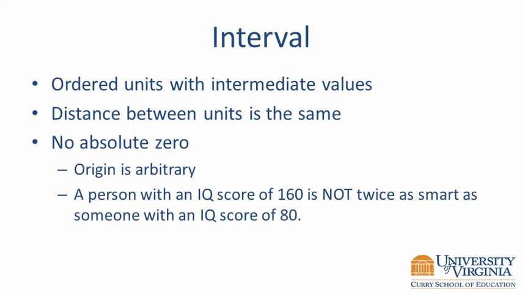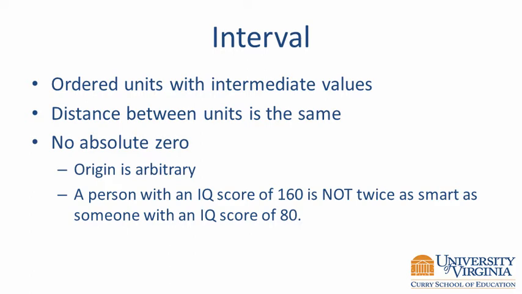Interval scales build upon ordinal scales by having ordered units of the same size. That is, the distance between units is the same. The difference between 5 and 10 is the same as the difference between 20 and 25. Interval scales are commonly encountered in social science research. For example, test scales are commonly designed to represent an interval scale.